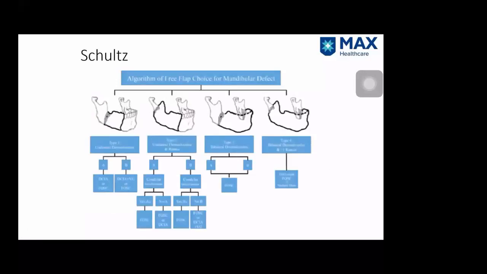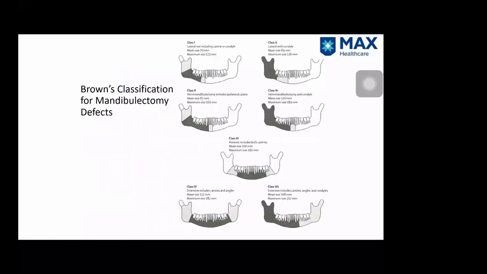Schultz's classification was somewhat similar, depending on whether the condyle was going or not going and whether we are crossing midline and going on to the other side. The most recent classification was given by Brown, where he said that there were 4 pivot points. Now, these pivot points were the 2 angles of the mandible and the 2 canines. So depending on how many pivot points were going, accordingly, the classification was given.